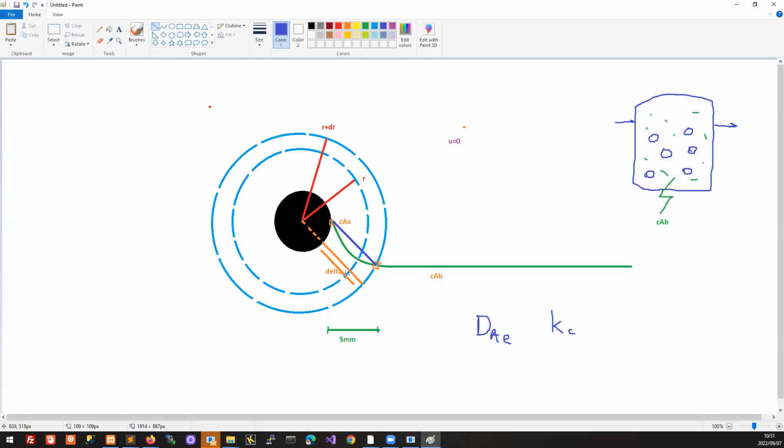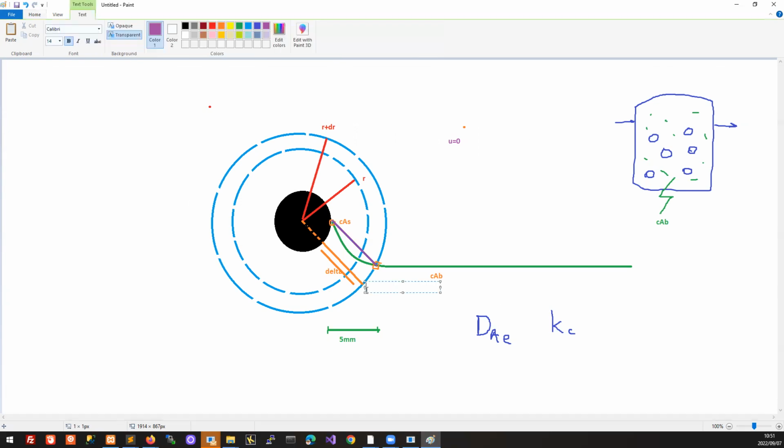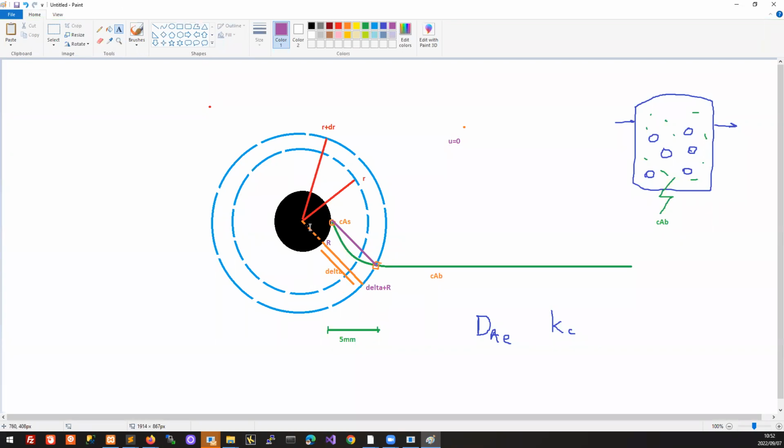Now we have already defined R and R plus delta R, but you can define this radial position in terms of the film thickness. The thickness here is delta, and then we have to add the radius of the particle. So this is delta plus R. And over here, we have the radial position R, where capital R is the radius of the particle itself. So this is the position R. Then we said delta was this film thickness, so this is the position delta plus R.